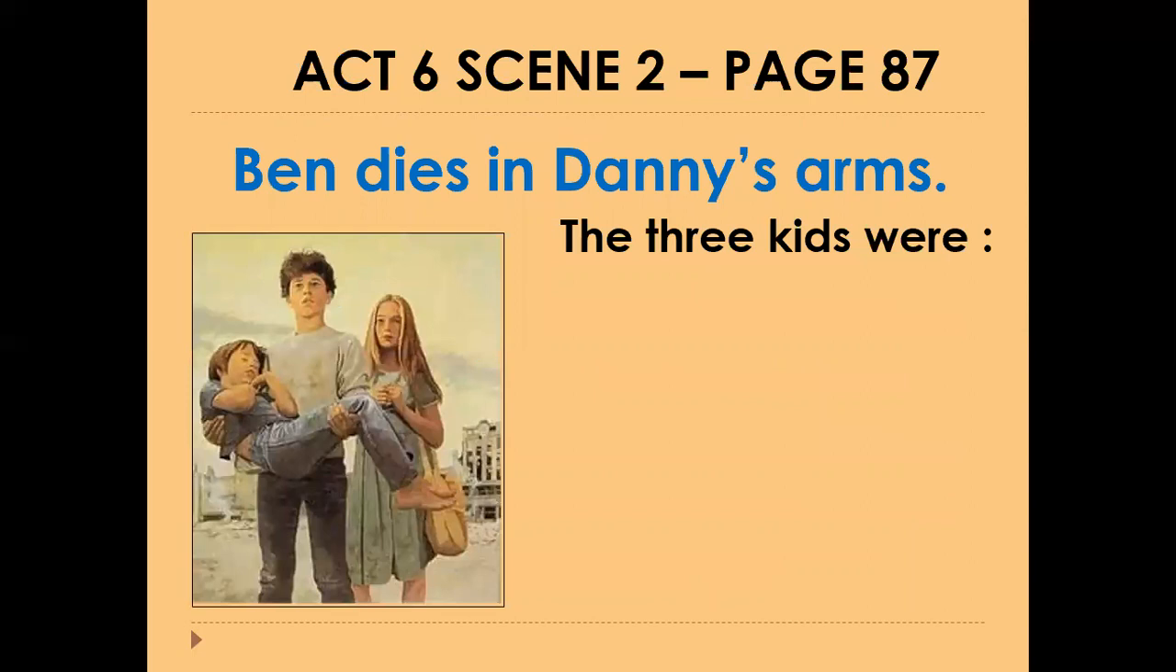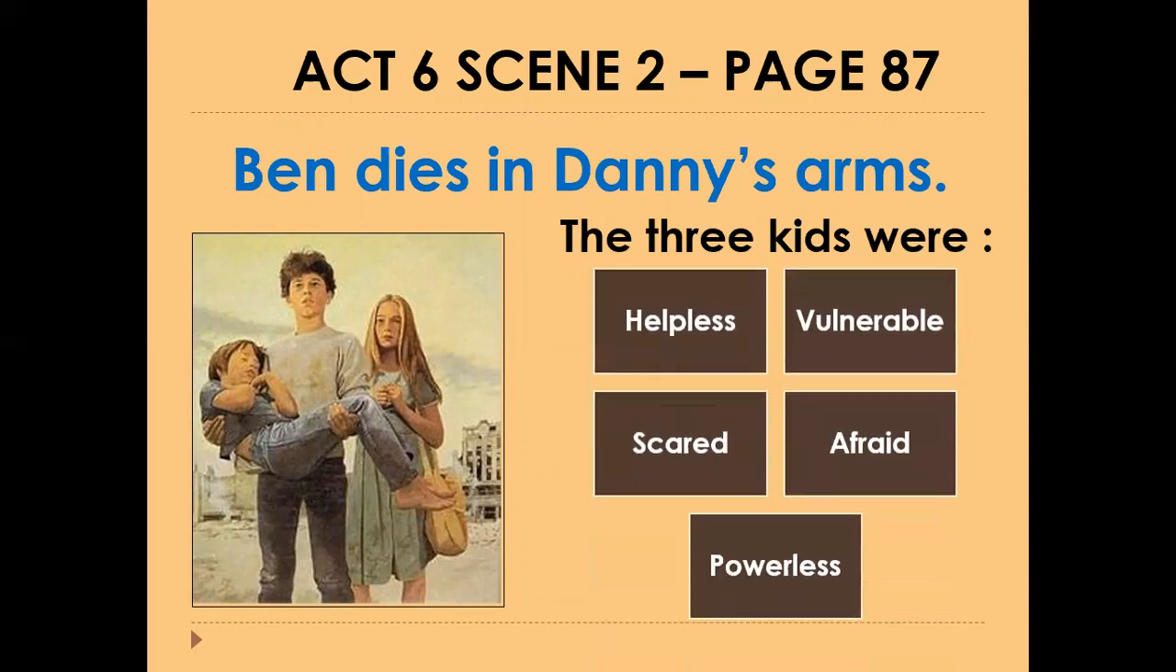As Ben dies in Danny's arms, we are shocked as the audience, and so is Danny. We also realize that the three kids were very helpless and scared at this point. They were also defenseless and they had no one to save them. But Rhodes did not realize this, and he ended up killing Ben for no reason. Another innocent life lost.